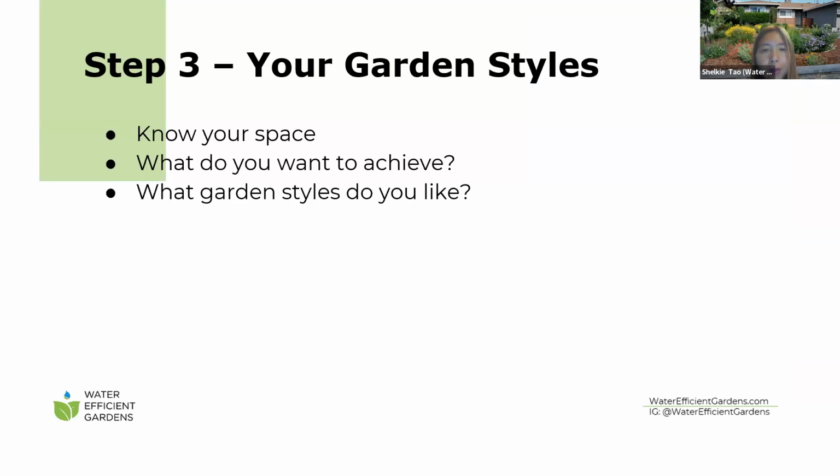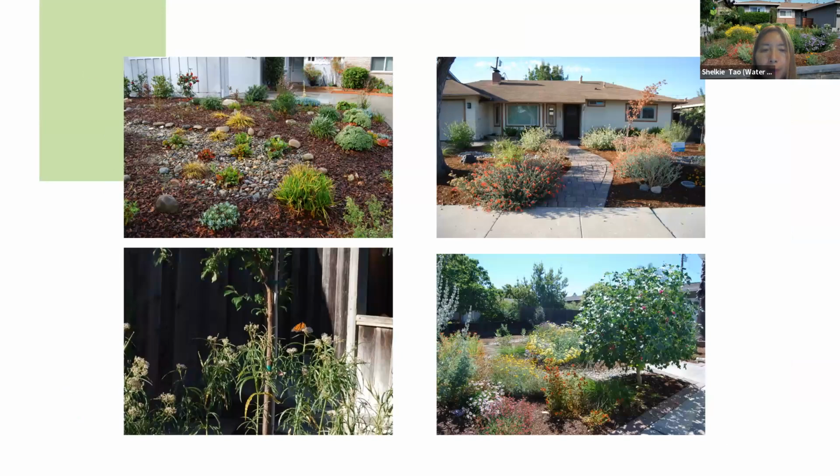Garden styles. There are quite a couple of garden styles. On my website, waterefficientgardens.com, we have 8 garden styles that you can select from, like rain garden, native plants, tree and shrub, and then pollinator garden. A lot of them overlap, but each of them will require slightly different plants. So that's the garden style step.